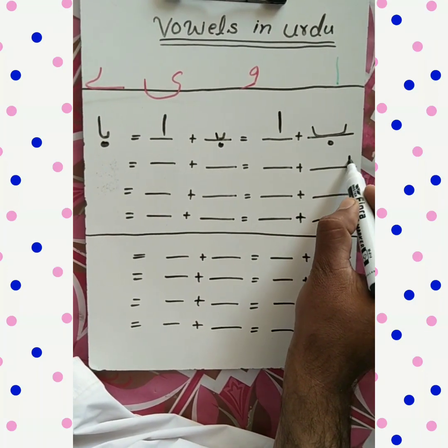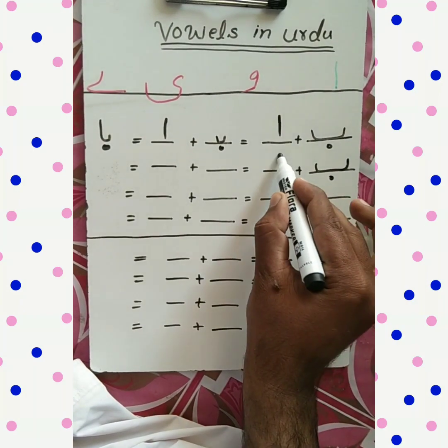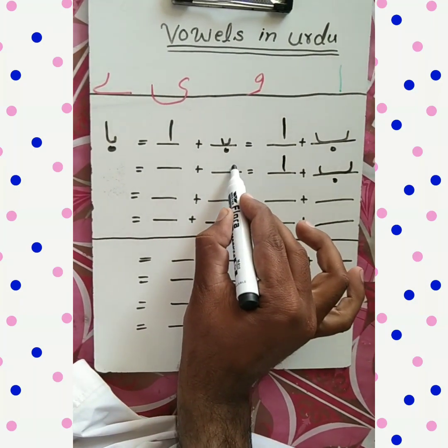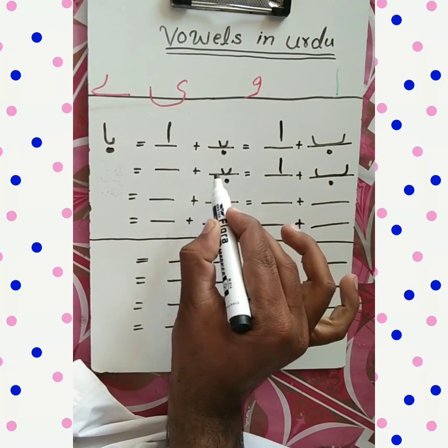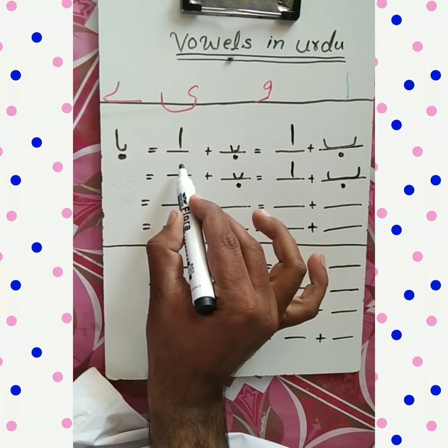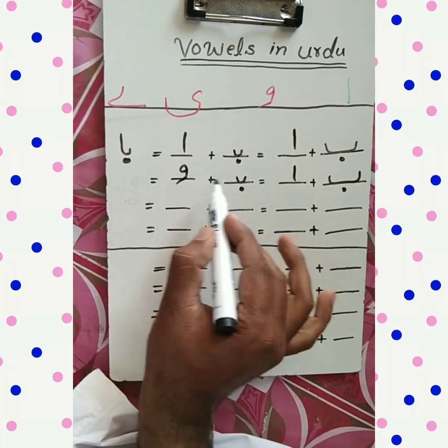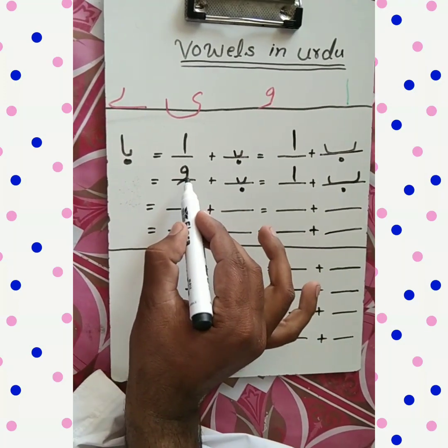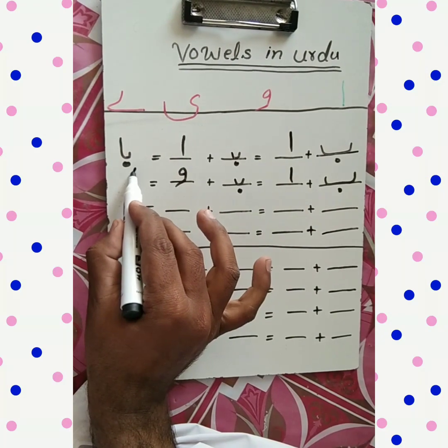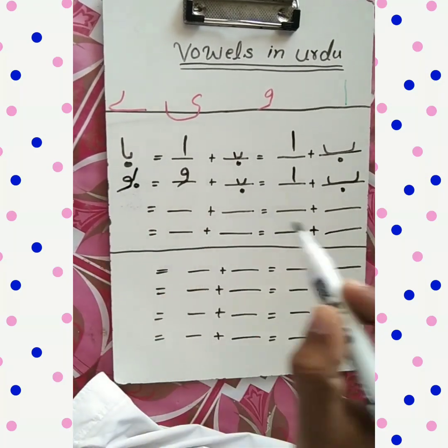Now we write again bay plus alif. Here we write bay half shape, and plus we write the second vowel. The second vowel is wa, and when we combine bay half shape and wa, we get bay wa bo.